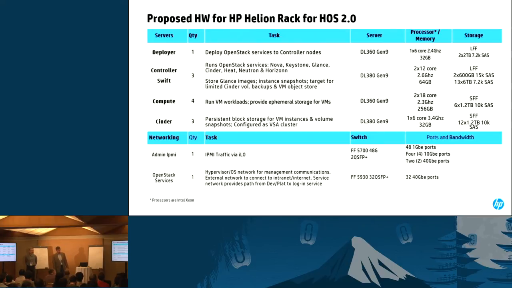Now in the case of the controller and Swift nodes, this needs a lot of horsepower, right? It's running all the OpenStack services, including Swift. It's doing the Swift proxy and container as well as the object functionality. So you need to make sure you size this one right. Here we're going with a 12-core processor, 64 gigs of memory. I should mention here, as you see up at the top, this is proposed. This is a work in progress, but here's what it's looking like right now and is being proven out in our labs right now.